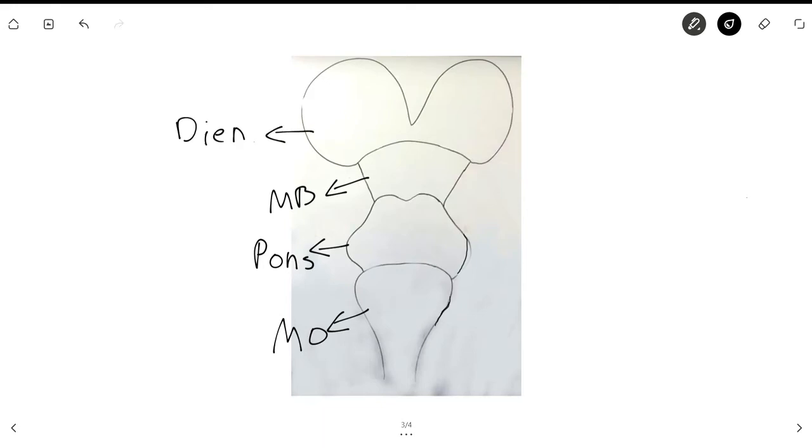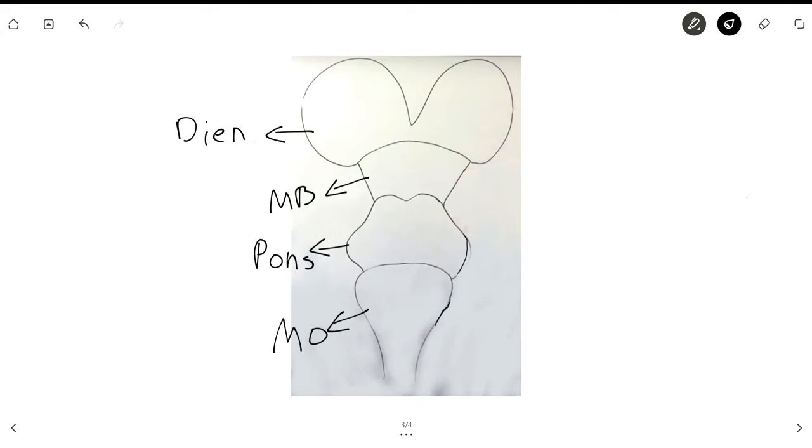There are overall 12 cranial nerves, but I'll skip number 1 and number 11 because they're not really that important, but we'll go over all of these, and then later in the video we'll go into more depth. So now let's just start with the labeling.